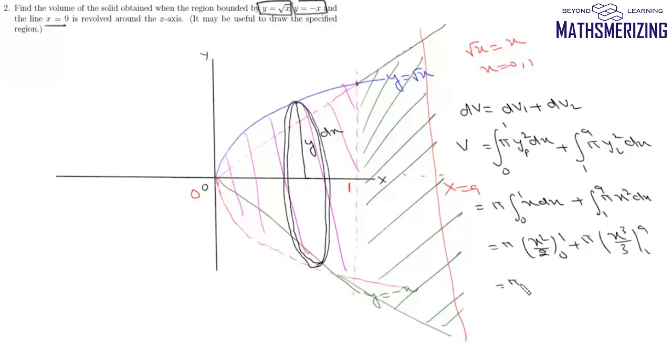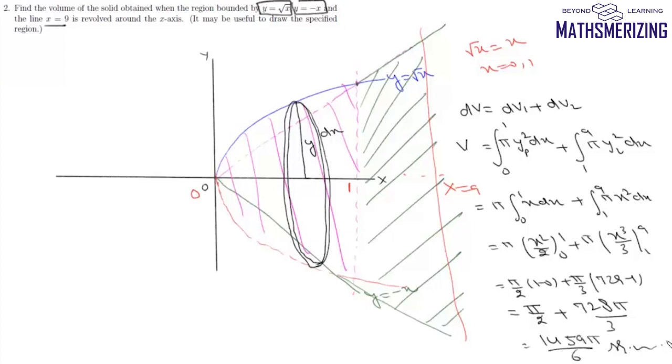So it will be pi by 2 and then here it will be 1 minus 0 and here it will be pi by 3 and then it will be 729 minus 1. So this volume will be pi by 2 plus 728 pi by 3 which is 1459 pi by 6 cubic units.